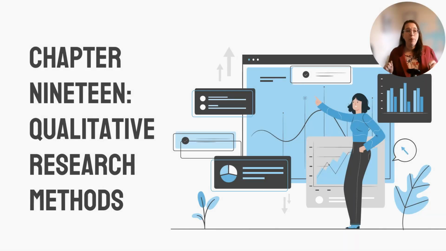Okay, everyone, so now we're going to talk about Chapter 19. In Chapter 18, we did a brief overview. What is qualitative research and what are some of the different approaches, like naturalism or grounded theory? But for this chapter, we're going to look at what are the actual research methods.